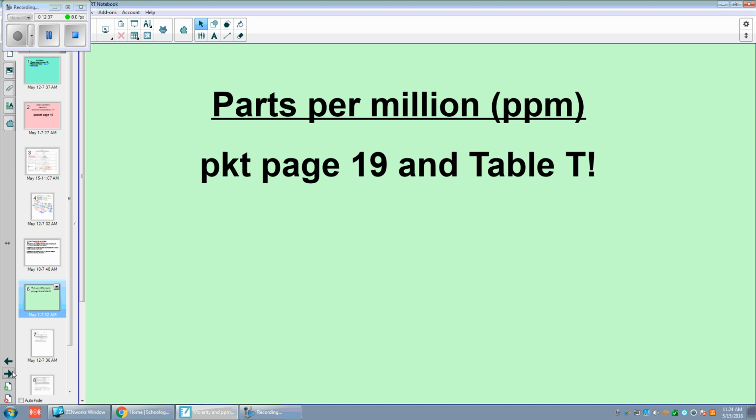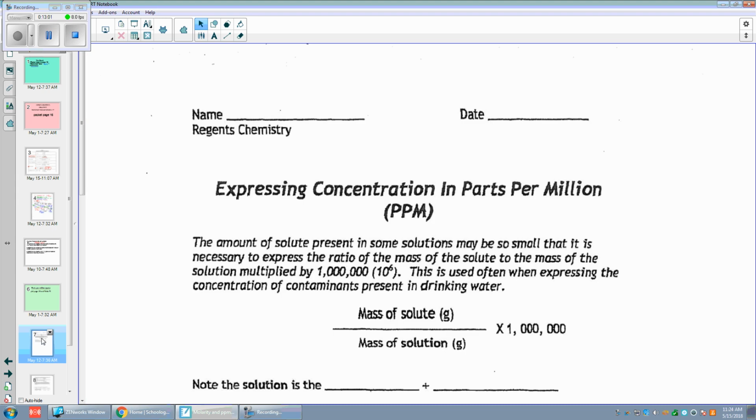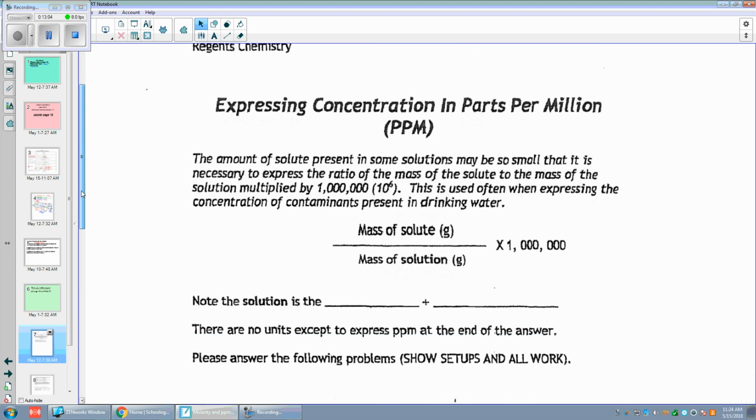Okay, so you're back. We have to do one last thing, and that is do parts per million, which is also known as ppm. We're going to packet page 19 and again to table T, because we saw before that there was an equation on table T right above molarity that gave me my parts per million equation. So this is what your page 19 looks like. Let's just read through and find out what is important here. So when I want to express a concentration in parts per million, this is going to be for small numbers. I do this to make my life easier.